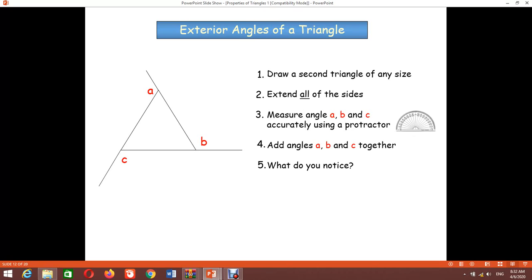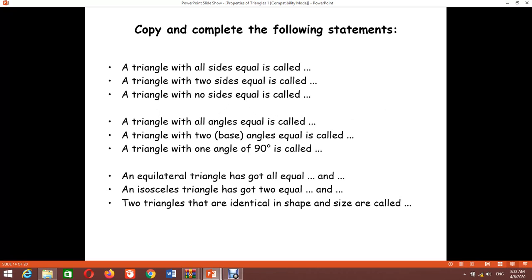The second one, still on exterior angles of a triangle. On this screen, draw a second triangle of any size as you see on the screen. 2. Extend all of the sides. So you can see that A, B, and C are the exterior angles that are outside. 3. Measure angle A, B, and C accurately using a protractor. And 4. Add angles A, B, and C together. What do you notice?